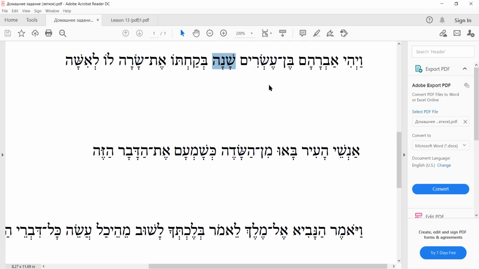Now we learned one more idiomatic phrase, and next time we will learn numerals, and we will meet this phrase more often. In Hebrew, this is the way to say how old you are. So for example, if they want to say I am 20 years old, they would say I am a son of 20 years. So in this case, we can translate it like this: Abraham was 20 years old.